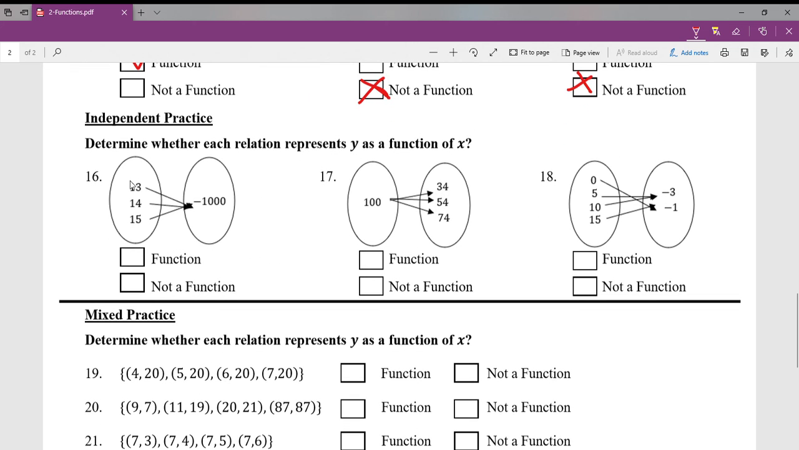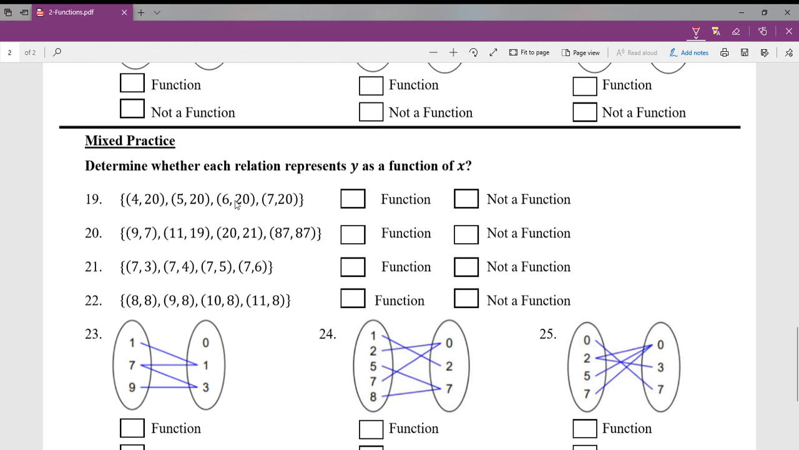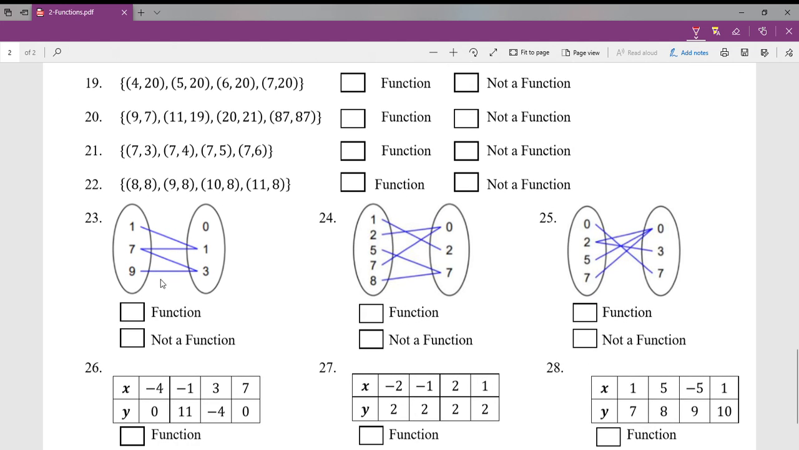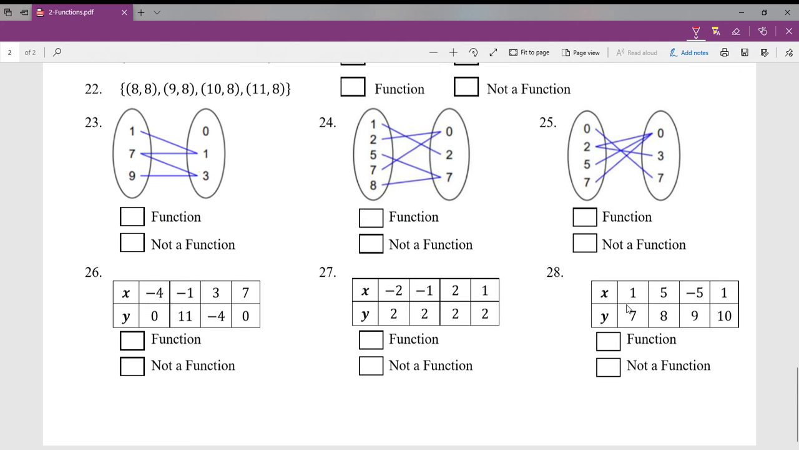So we have a few more mappings here to work on. And then here at the bottom is some mixed practice. So this is just some practice going through ordered pairs, going through mappings, and going through tables.